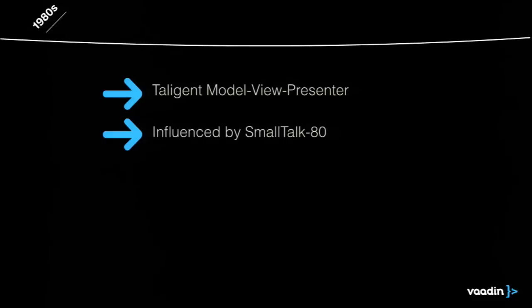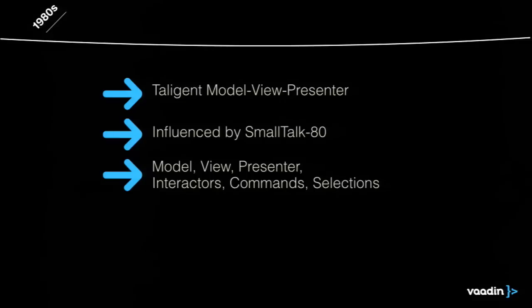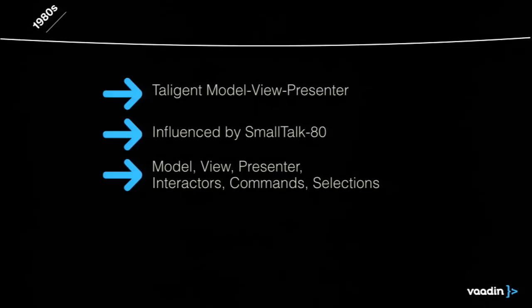Well, during the 80s, a company called IntelliJ invented, let's say, a simplified model of MVC that they called Model View Presenter. It was heavily, of course, influenced by the Smalltalk 80, and it was a bit more complex than the triad of MVP that we have today. It also contained things called interactors, commands, and selections.